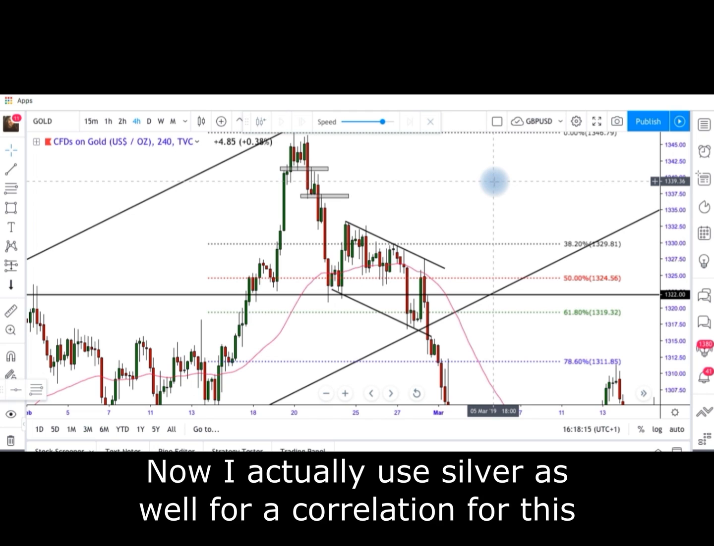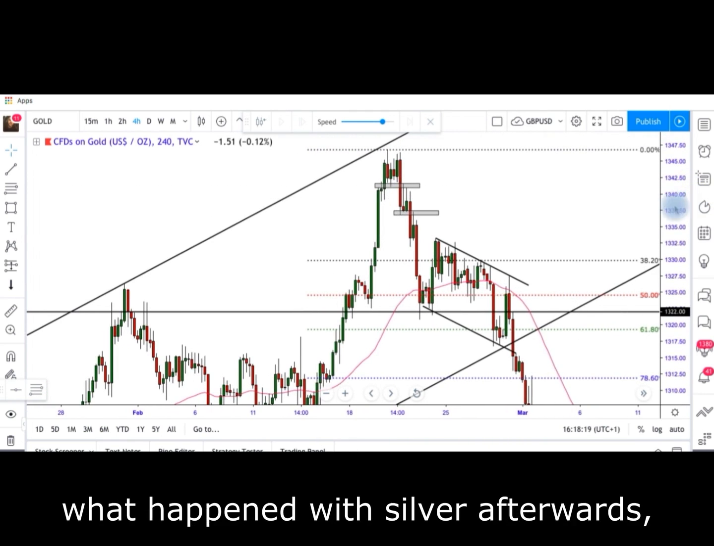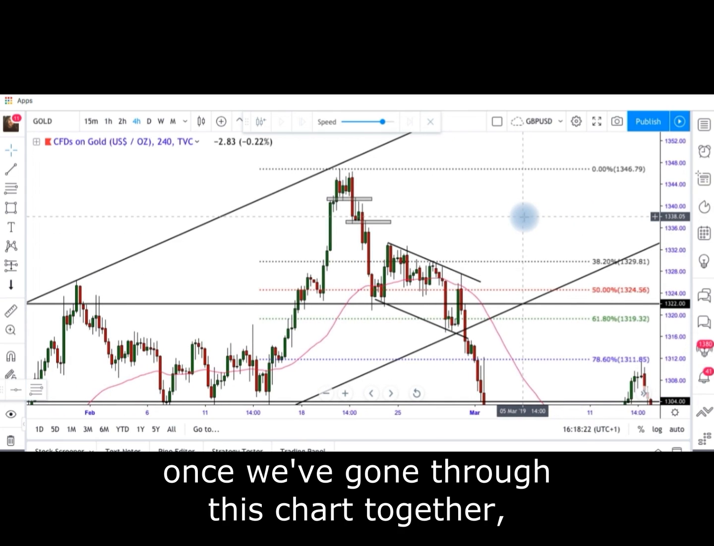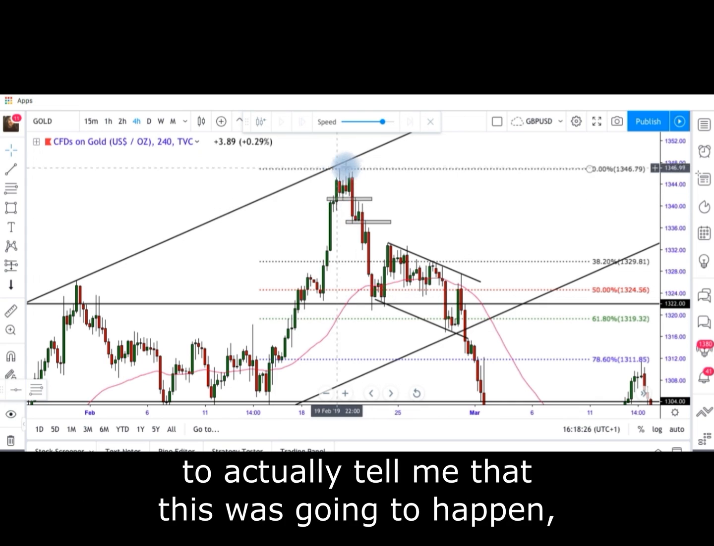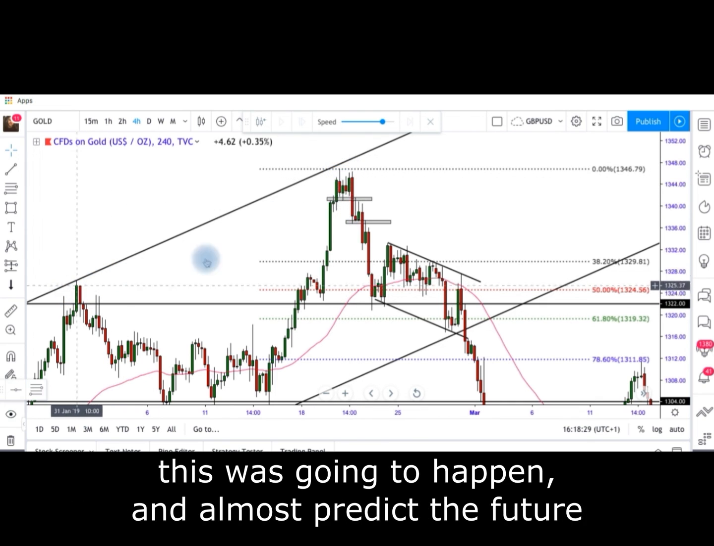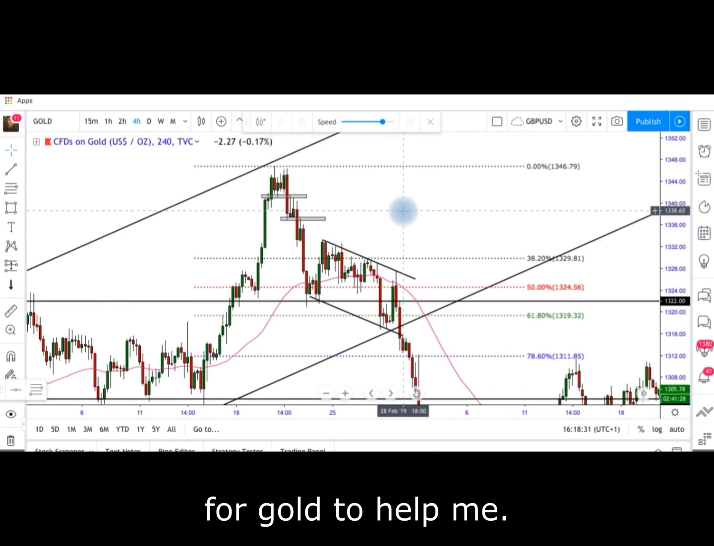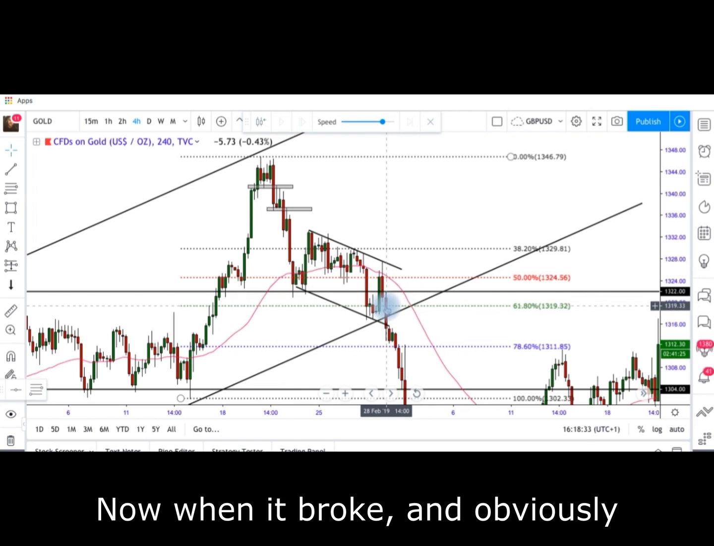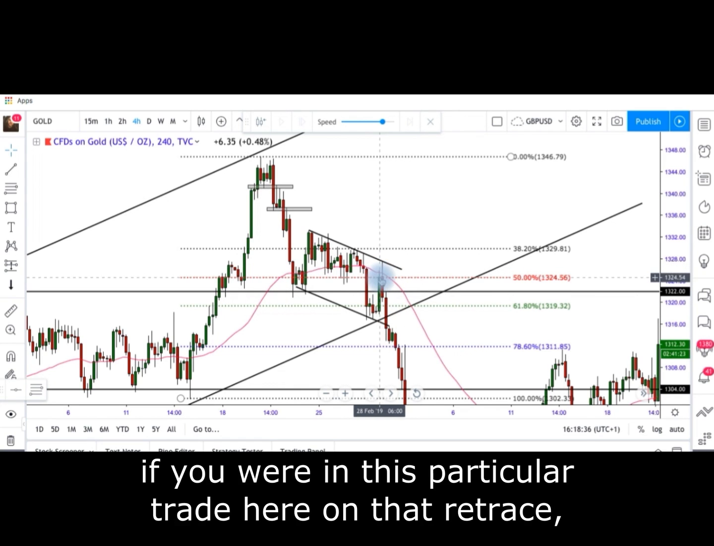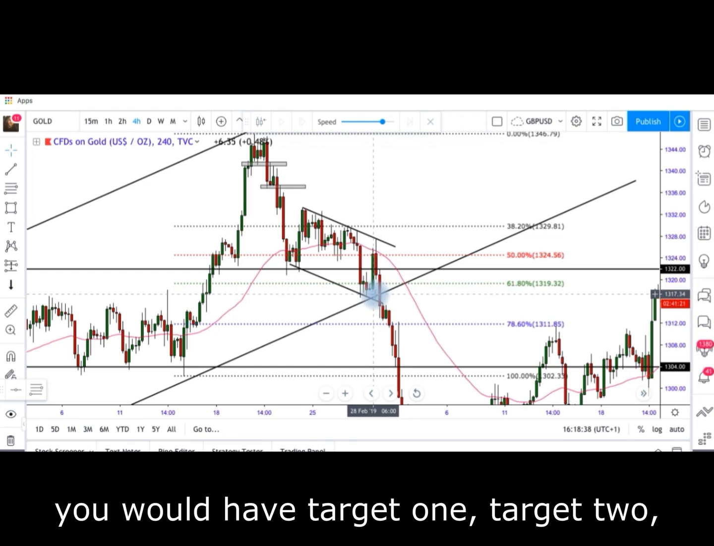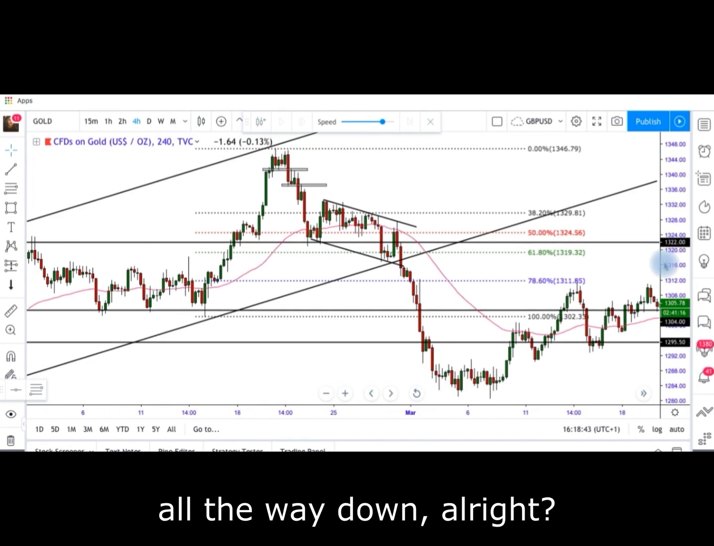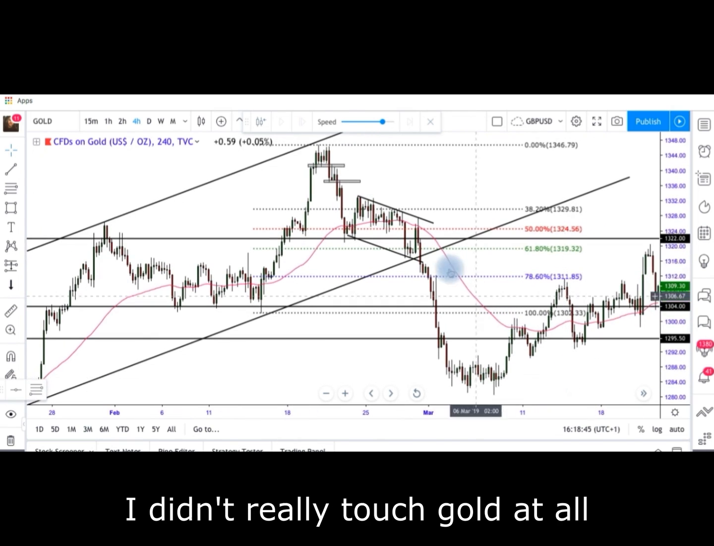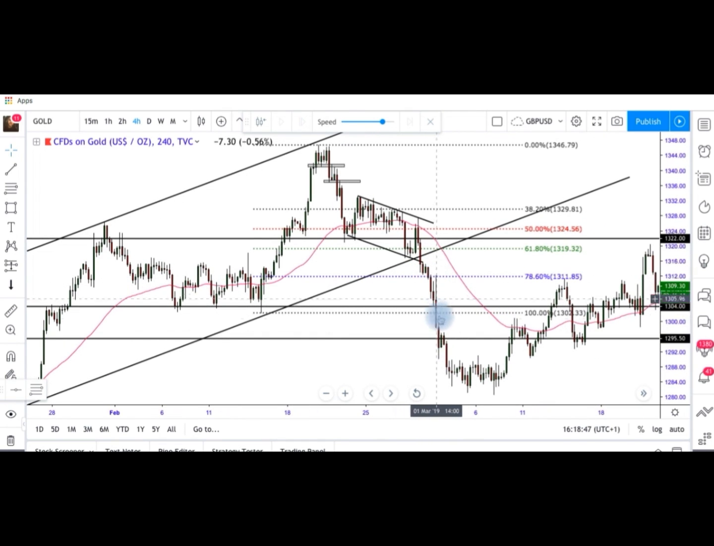Now I actually used silver as well for a correlation for this. I'm going to show you exactly what happened with silver afterwards, once we've gone through this chart together, and show you how I could have used silver to almost predict the future for gold to help me. Now, when it broke, and obviously I was in this, if you were in this particular trade on that retrace, you'd have target 1, target 2, and if you were lucky, you would have probably held it all the way down.